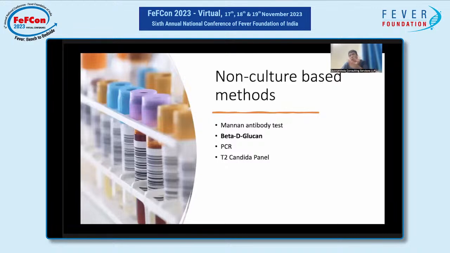Then we have got non-culture based methods, for example, beta-glucan, which we discussed. It's positive in Candida, Aspergillus, and PCP. It's good for Candida. But in intensive care patients, you have to do beta-glucan at least twice a week for early detection of candidemia. It's a good test. It's a bit expensive, and then you have to keep on doing it to identify a candidemia early.